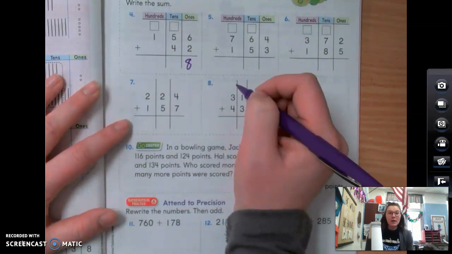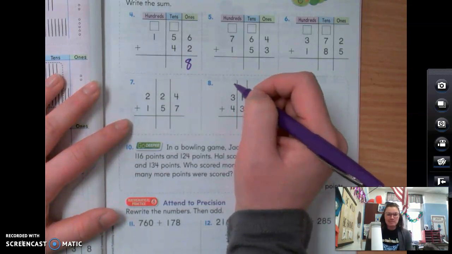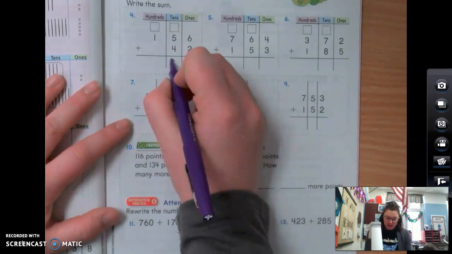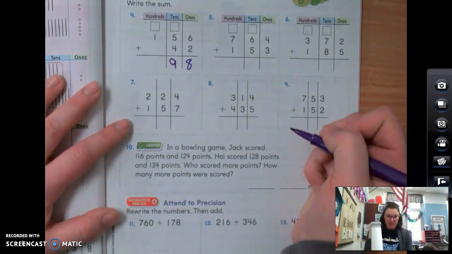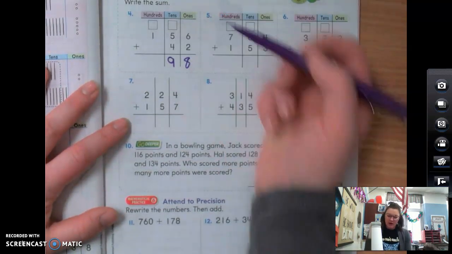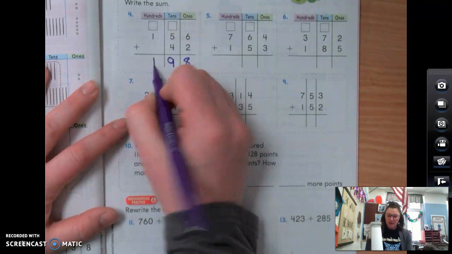5 plus 4. Got it? You could do doubles. However, you can count on. 5 plus 4 is 9. Don't need to regroup again because 9 doesn't have any 10s in it. And then 1 plus nothing would be 1, 198.